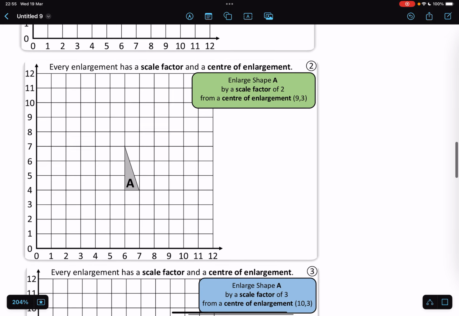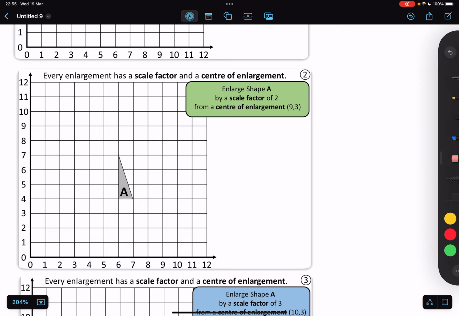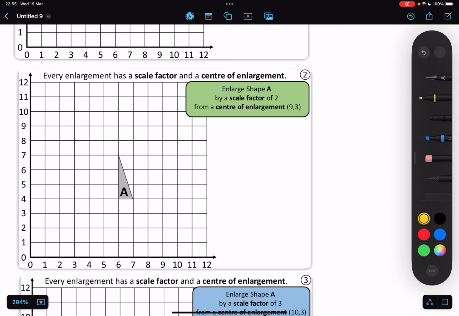So over here we've got question number 2. Let's have a look at the question. It says enlarge shape A by scale factor of 2. Scale factor is 2, so make the shape 2 times bigger. From the center of enlargement, which is 9, 3.